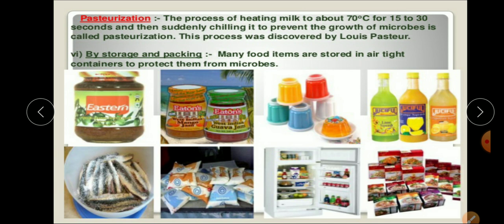Then by storage and packing also we can preserve food. That is, many food items are stored in airtight containers to protect them from microbes. So this is also one method from which we can protect our food from the microbes. Understood?